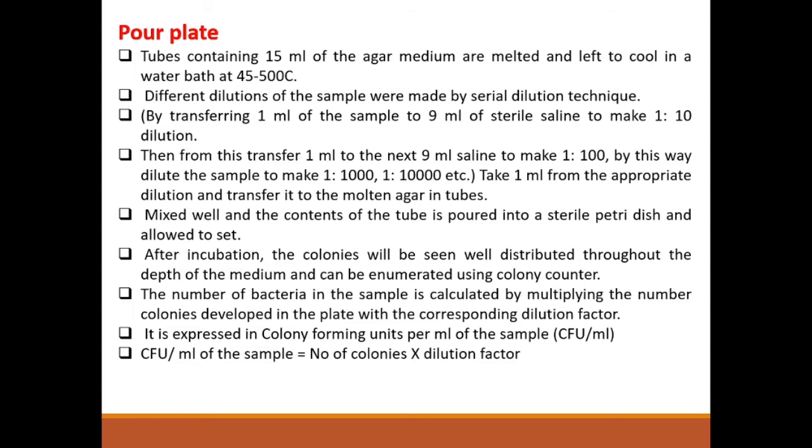Okay, so now we have 15 ml agar medium in tubes and also different dilutions. We have prepared the sample dilutions from 10 raised to minus 1, minus 2, minus 3, minus 4, minus 5, minus 6, and minus 7. We can prepare up to 7 or 8 depending upon the concentration of organisms in our sample.